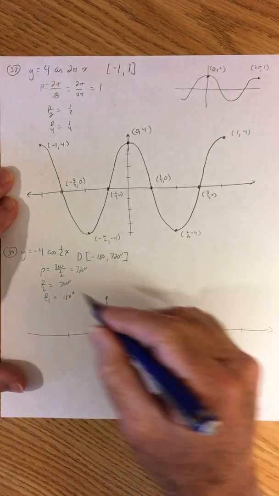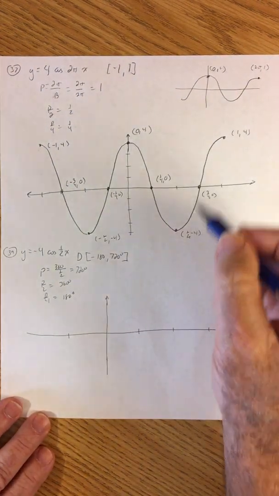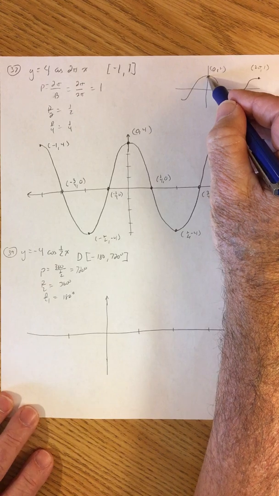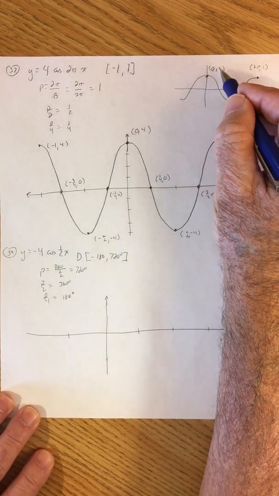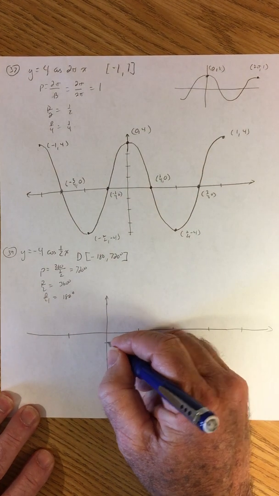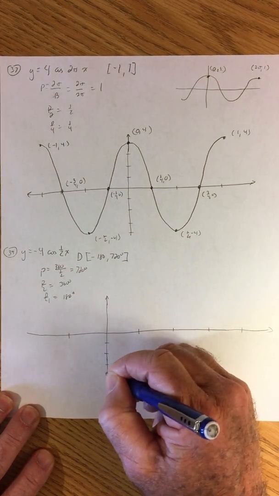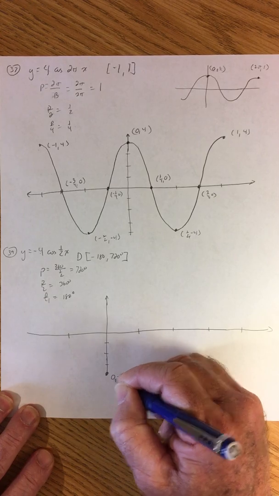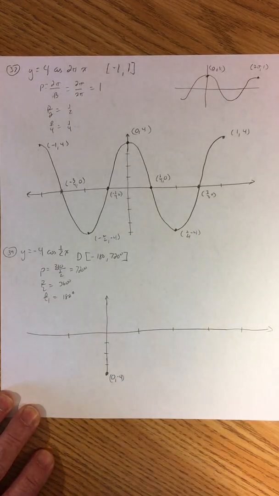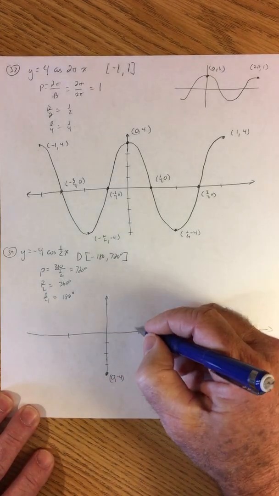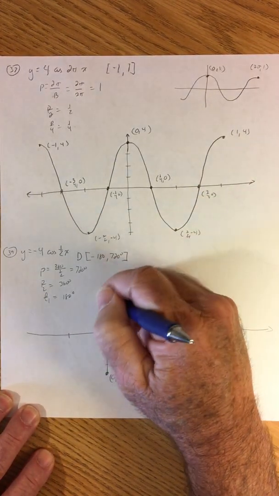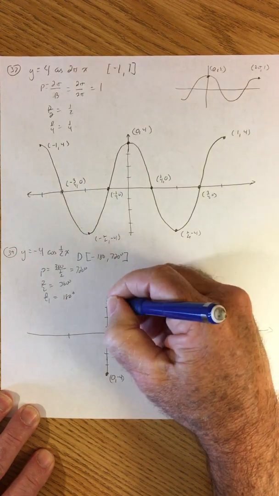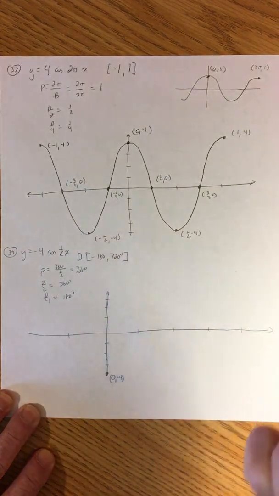Okay. Since it's cosine, it starts at a high point. It's going to be dilated by negative 4, though. So that 1 is getting multiplied by negative 4. So this will start at 0, negative 4. Okay, then it's just nothing but quarter cycles. I'm going to go 4 up, too. Extend that just a bit.